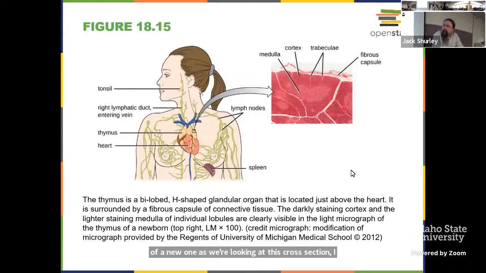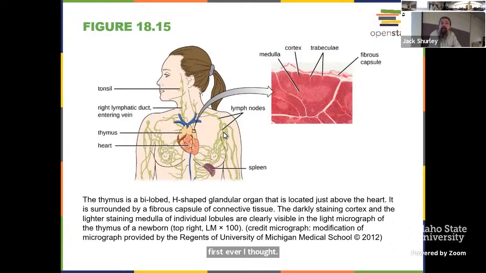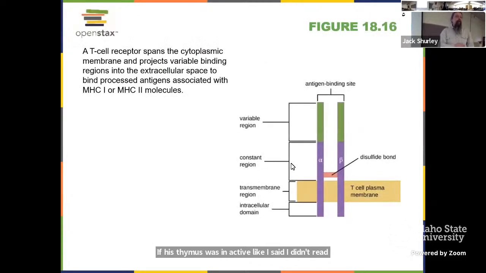I saw a headline, I didn't click on all of the details, but it was a little baby that had a heart and thymus transplant. First, I believe it said first ever. I thought that's pretty impressive. He must have had some serious issues with immunity if his thymus was inactive. Like I said, I didn't read all of the details, but I did think that was pretty interesting.